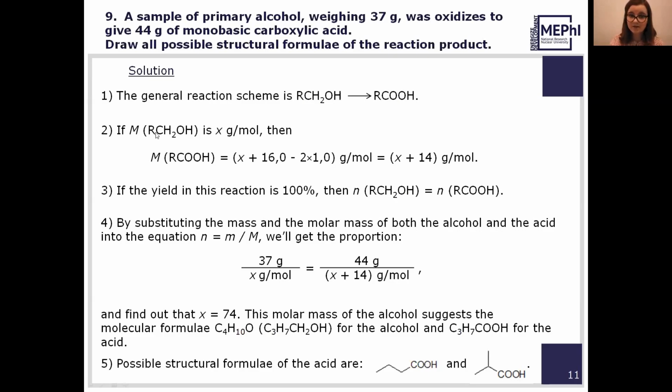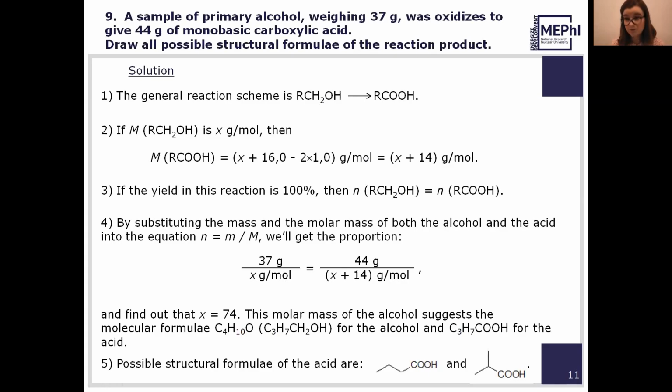Okay, so the molar mass of the alcohol, if it's X grams per mole, then the molar mass of the acid will be X plus 16, because 1 oxygen atom is added, and minus 2 multiplied by 1.0, because 1.0 gram per mole is the molar mass of hydrogen, and 2 hydrogen are taken from the molecule. Yeah, and so the molar mass of the acid will be X plus 14 grams per mole.